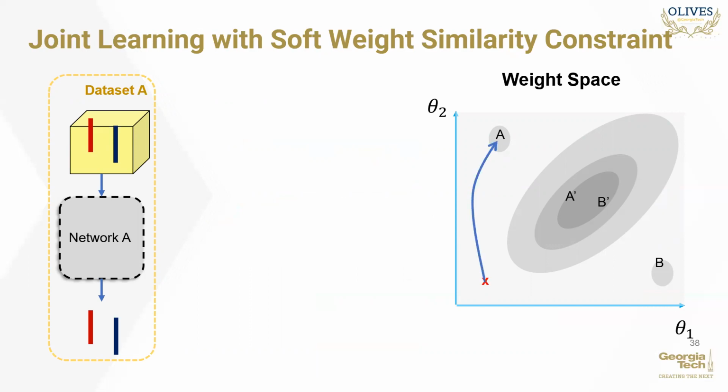And then if you were to train the network on this data set in this fashion, on the simplified weight space on the right, you would probably get the network architecture to converge to some point that I call A.